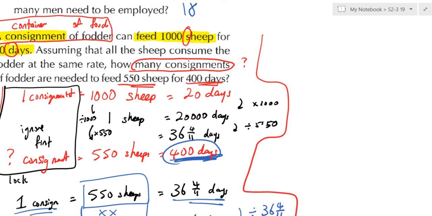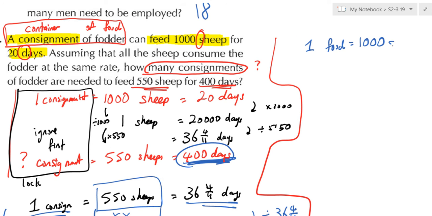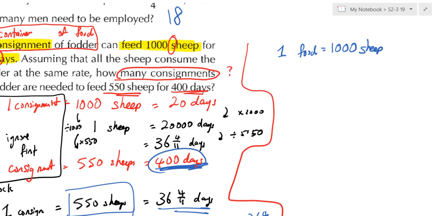Okay, can I write down the yellow thing onto my notes, onto my foolscap, and then you write as well. One consignment of food is equal to 1,000 sheep is equal to 20 days.